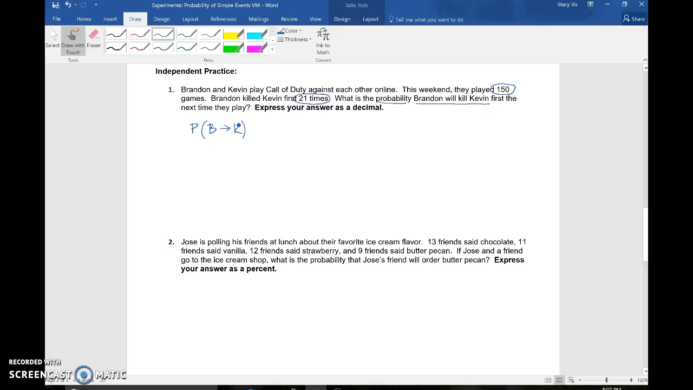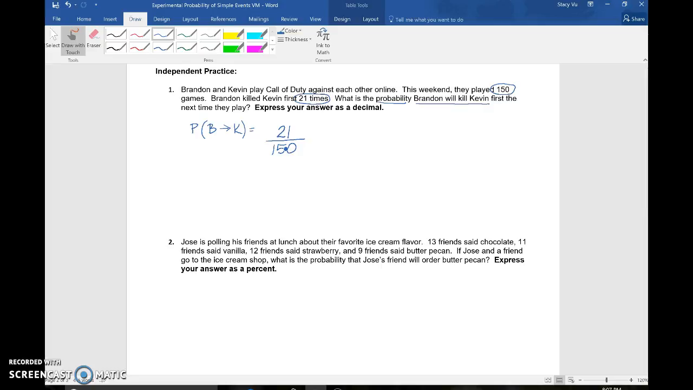And so with experimental probability, on top is what we're looking for. So the number of favorable trials, right? So it happened 21 times. And on the bottom goes your total number of trials. So on the bottom, we're going to put 150. Now, we have our probability written as a ratio.